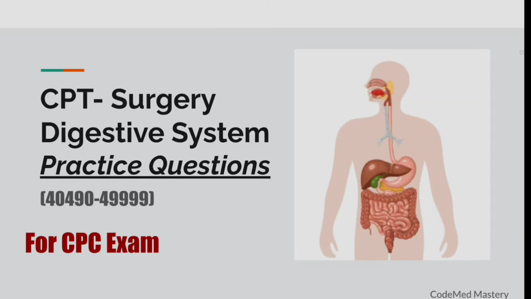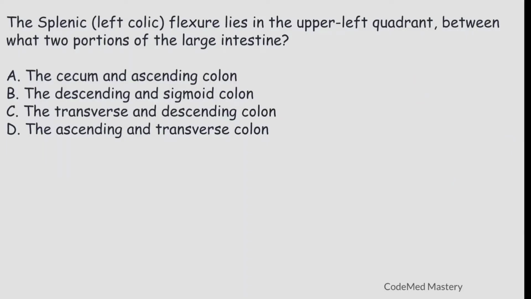Let's begin. First question, the splenic, that is left colic flexure, lies in the upper left quadrant between what two portions of the large intestine? Option A, cecum and ascending colon. Option B, the descending and sigmoid colon. Option C, the transverse and descending colon. Option D, the ascending and transverse colon.